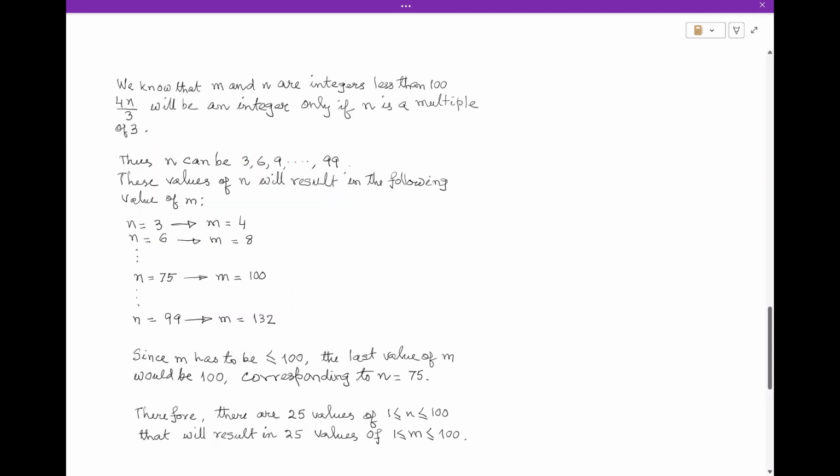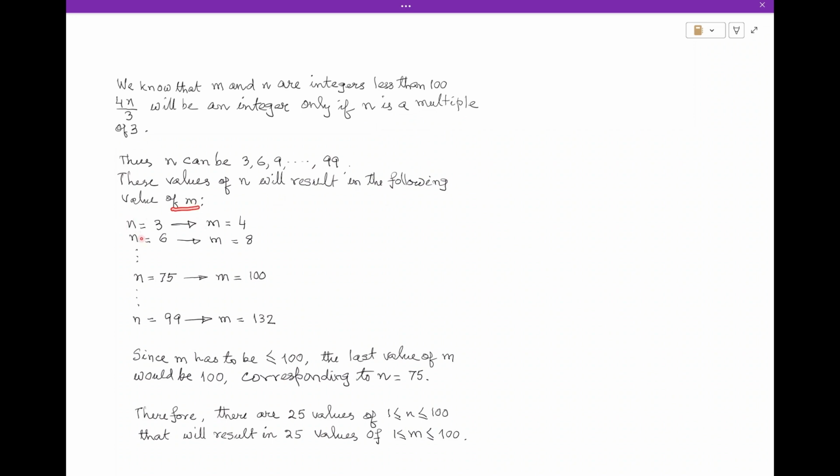We know that m and n are integers less than or equal to 100. Also, we know that 4n by 3 will be an integer only if n is a multiple of 3. Thus, n can be 3, 6, 9, 12, etc. up to 99. These values of n will result in the following values of m.